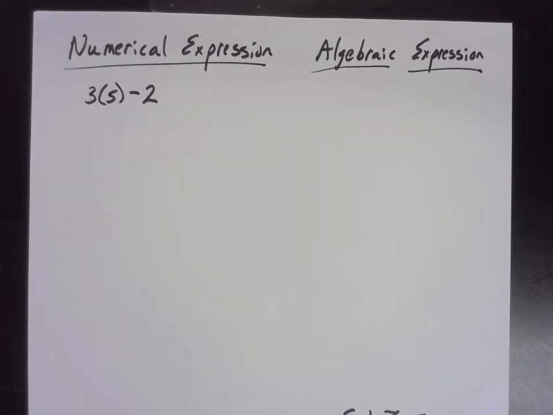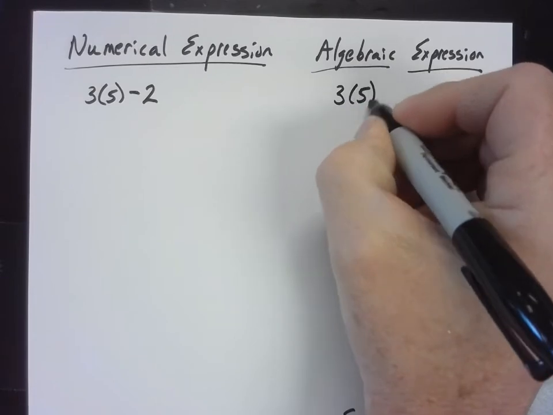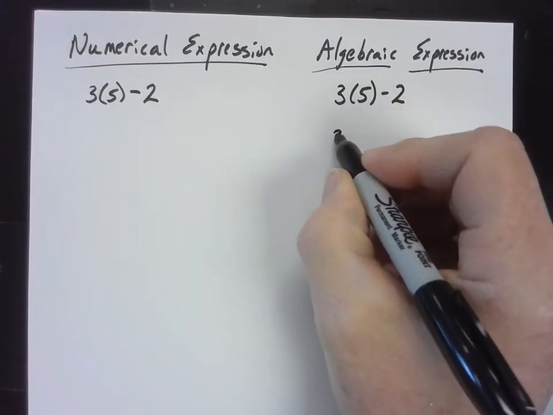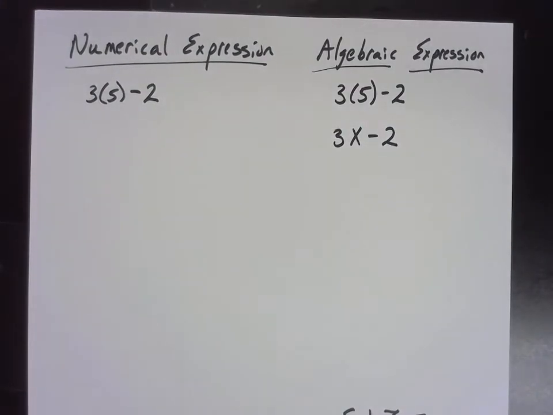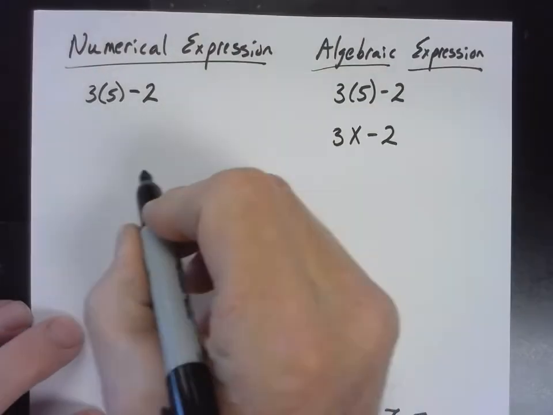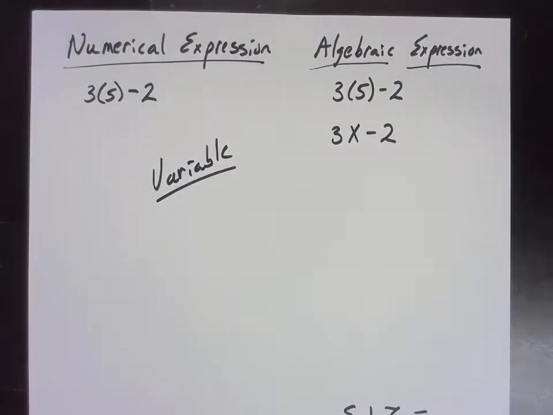An algebraic expression can just look like this, but more often it looks something like this. So what would you say the big difference is between a numerical expression and an algebraic expression? A variable. Okay. So a variable. What's a variable? Look, it's a number, but you don't know the number. It's a number. It's a number. That is the big key.